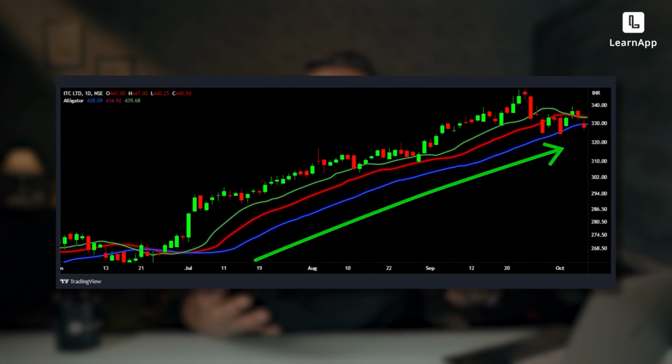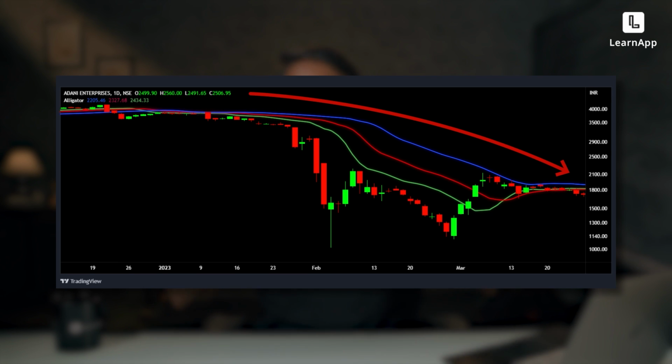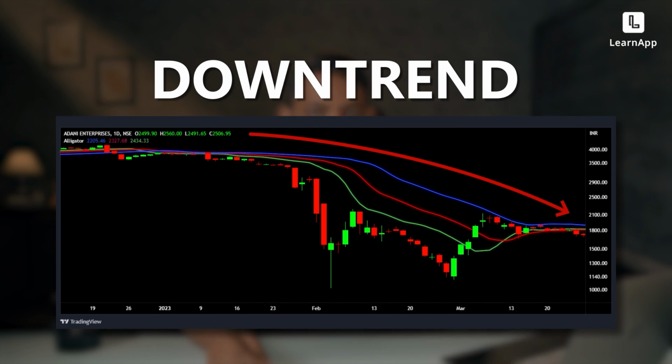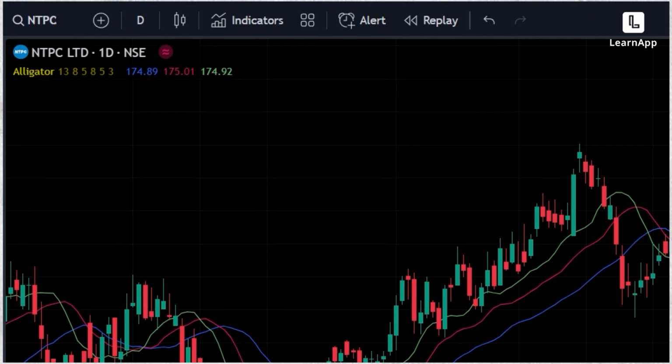If those 3 moving averages are moving up, guess what? We are in an uptrend. If those 3 moving averages are going down, guess what? We are in a downtrend. So let's see what it looks like. The 3 moving averages that form the alligator are the 5, 8, and 13.